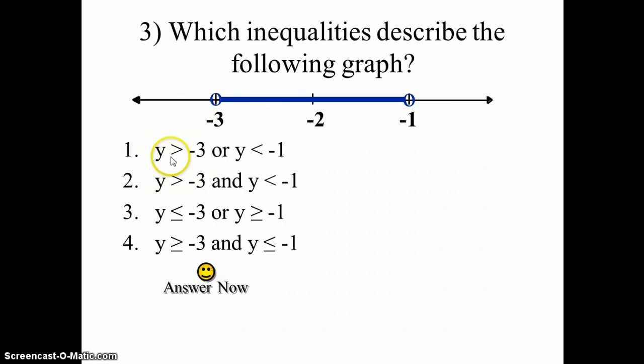So y is greater than -3, that indicates going this direction, all the numbers are getting bigger this way. Or is this an "or"? No, it shouldn't be an "or" because they're not connecting. How about y is greater than negative 3? Okay, still good. And y is less than negative 1. The line doesn't keep continuing, so "or" is not a part of that. So the answer must be 2. And it is.